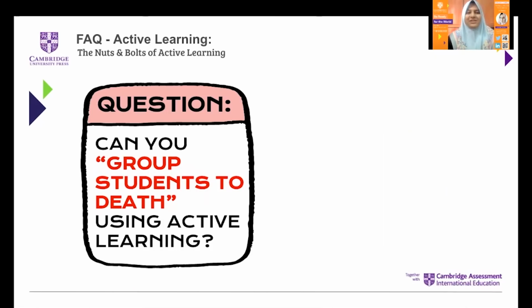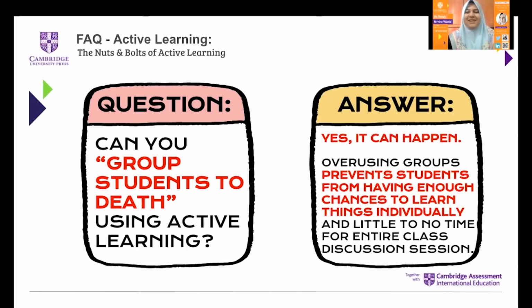The third question, can you group students to death using active learning? Yes, it can happen. Overusing groups prevents students from having enough chances to learn things individually and leaves little to no time for an entire class discussion session.